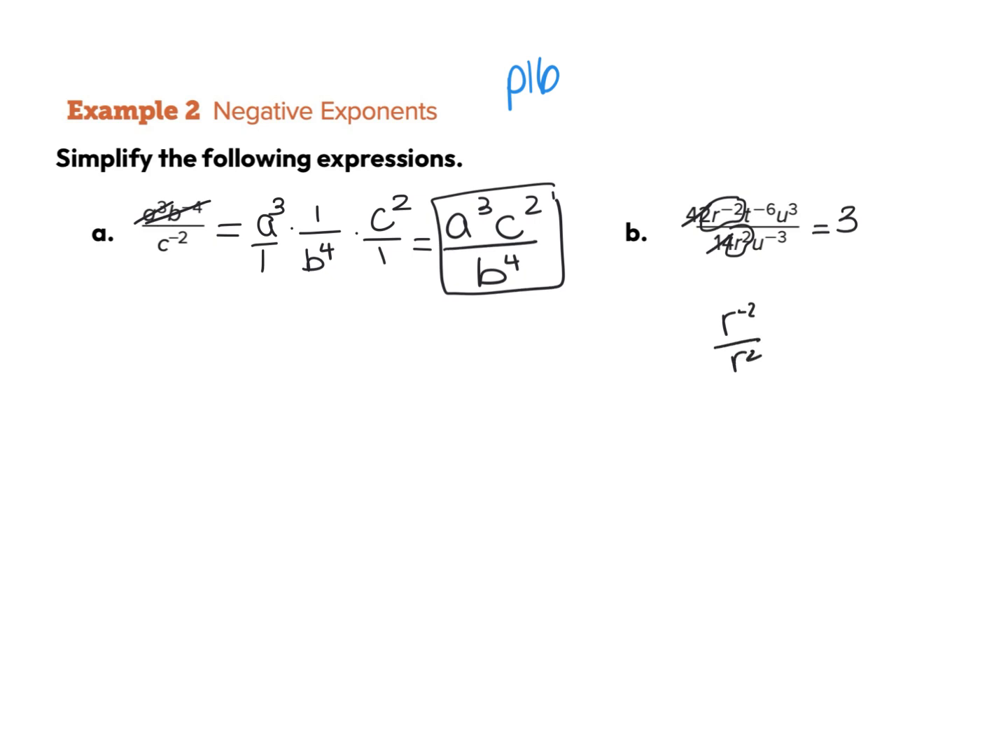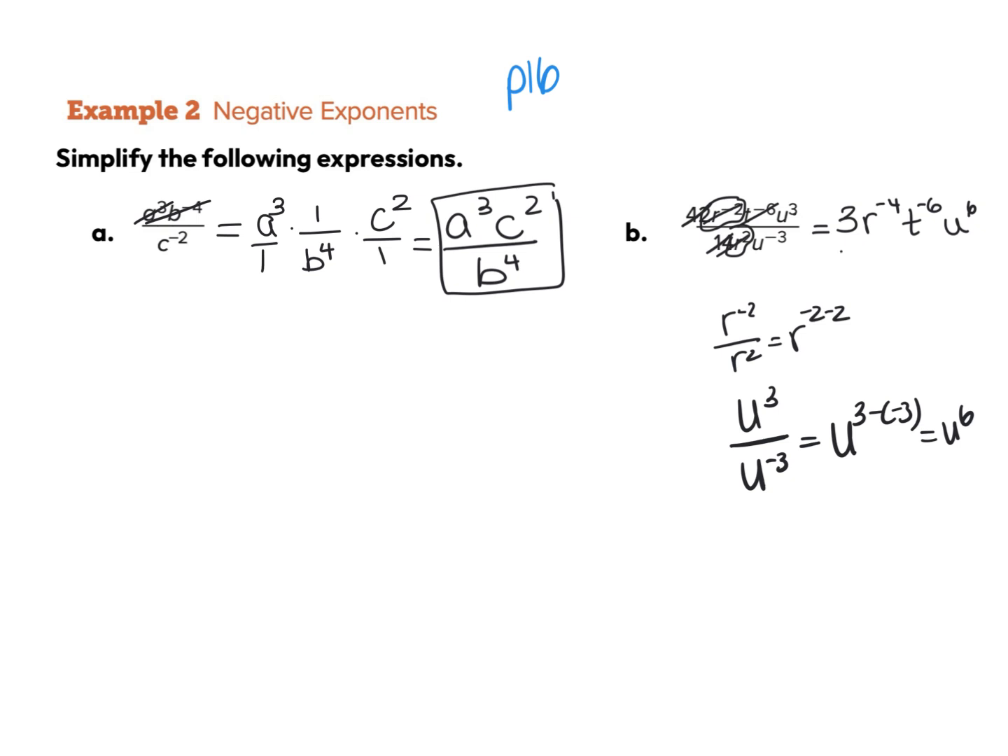If I use the quotient rule, that's r to the negative 2 minus 2, which means I have r to the negative 4th. I'm not going to leave it like that in the end, but for now I'm just going to keep that. Then I'm going to my t. I have t to the negative 6th, and then I have u to the 3 divided by u to the negative 3. And that gives me u to the 3 minus negative 3, which is u to the 6th power.